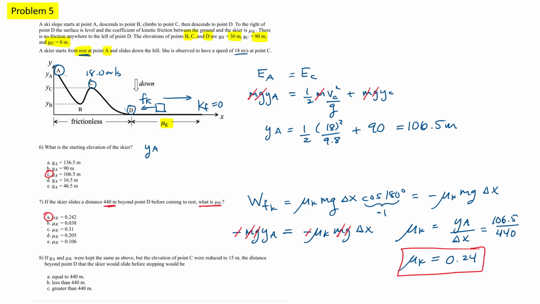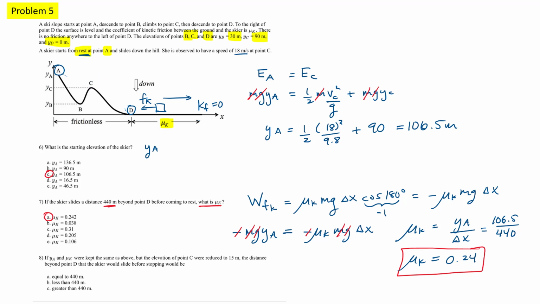All right, let's look at the next one now. It says if YA and mu K are kept the same as above, but the elevation of point C is reduced by 15 meters, the distance beyond point D that the skier would slide before stopping would be what? All right, so let's see what we change and what we keep the same.